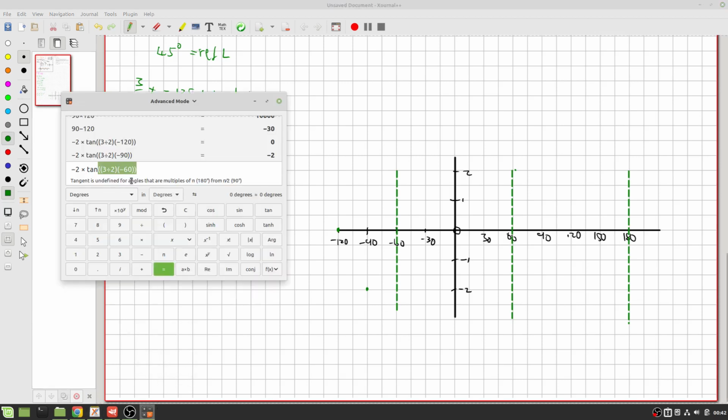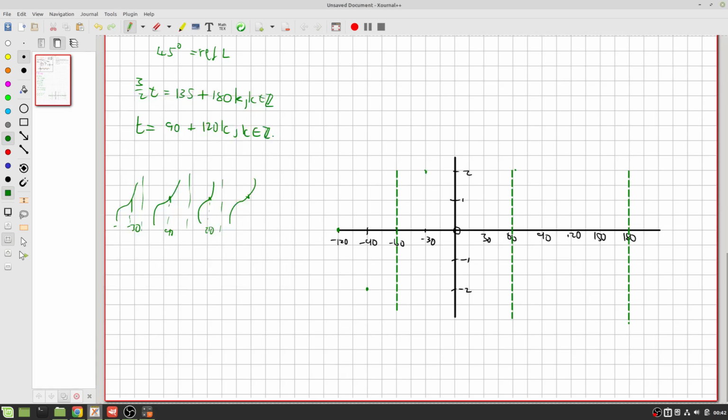So let's type positive 60, just to see. If we go positive 60, there should be an error again, because that's another tangent. Alright, back to our work. -30 is the next value that we're testing, and that gives us +2. So at -30 we have +2.